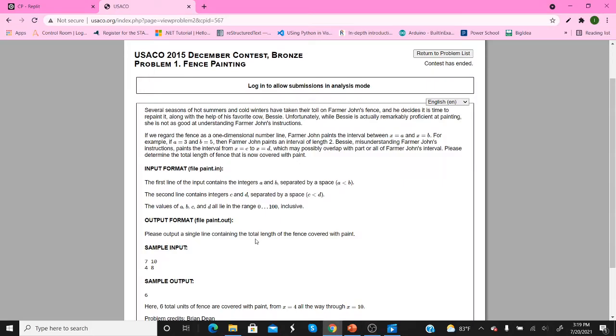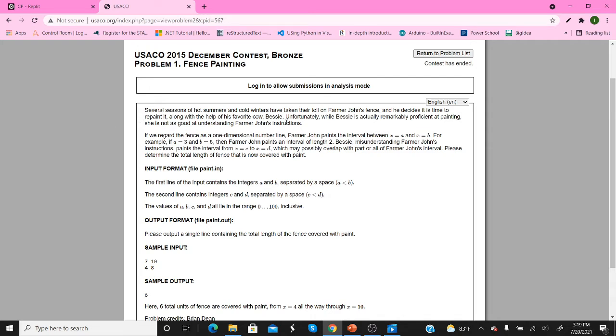Alright, so in this video we are going to be solving a USACO bronze problem. This is from the 2015 December contest, the bronze one, and this is problem one. So in the STEM problem solving walkthrough, we are going to be doing a detailed walkthrough of the fence painting USACO problem, and I'll just solve this as we're going along and explain my solution. So let's read the problem.